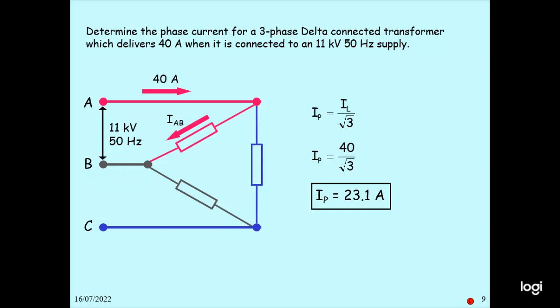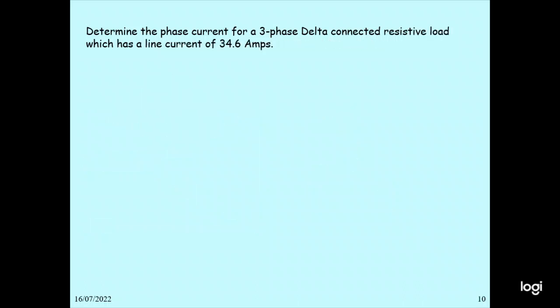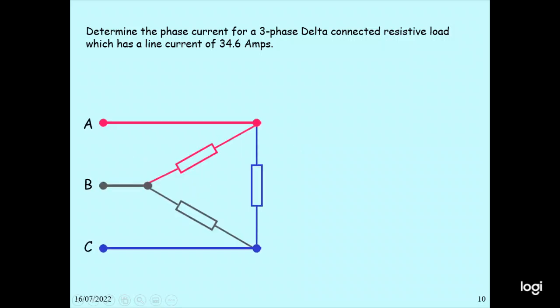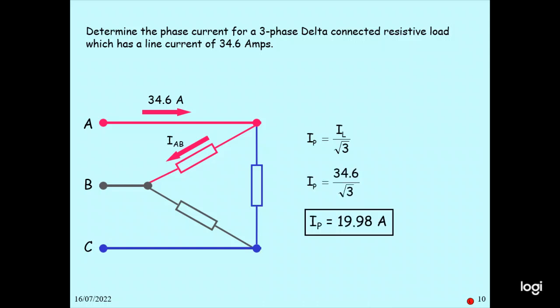Similarly, the next one: determine the phase current for a three-phase delta connected resistive load which has a line current of 34.6 amperes. In this case, we make the ABC delta connection. 34.6 amperes is the line current, and IAB is the phase current. I phase equals I line by root 3. So 34.6 divided by root 3, and you get 19.98 amperes.